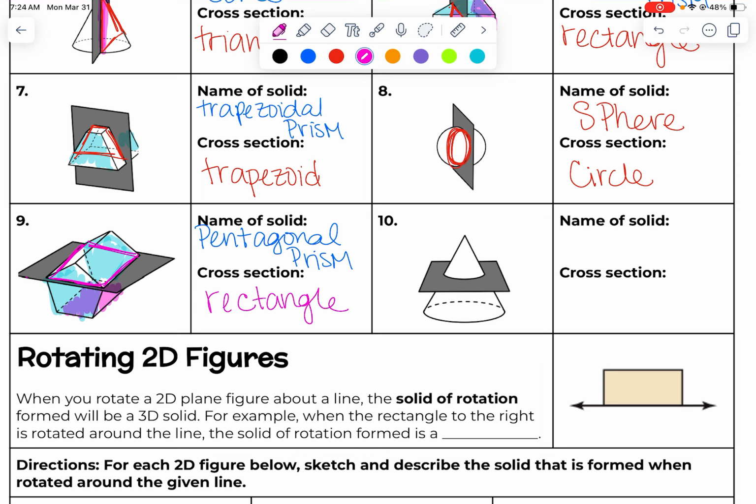Number 10 is a cone. And this time, when we cut this cone, we are cutting it parallel to the base. Since it is parallel to the base, it has the same shape, which is a circle.